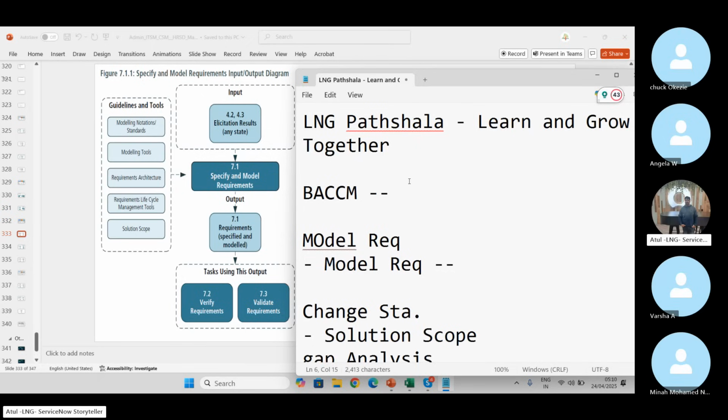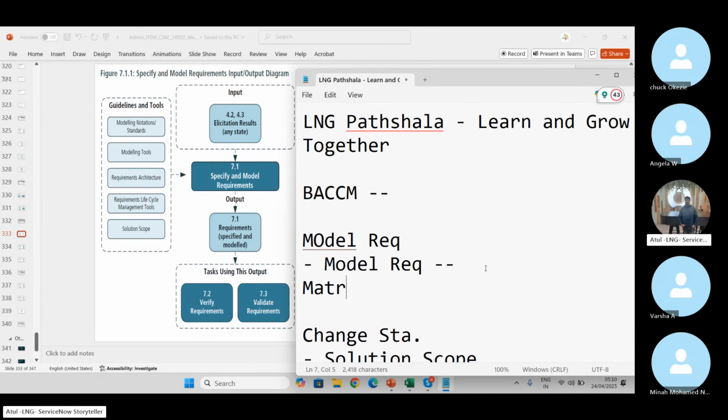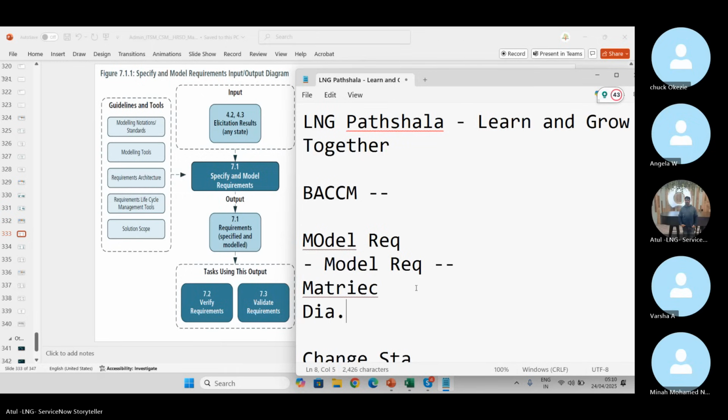Now in this model requirement, there are mainly two formats we use. Either you use the matrix, or you use the diagram. Matrix means a 2x2 format, 3x3 format, where the diagram means you create a dummy picture, might be in Paintbrush, might be in Visio, or just take a screenshot of the current form and add a button there, just to show the stakeholders how it will look.